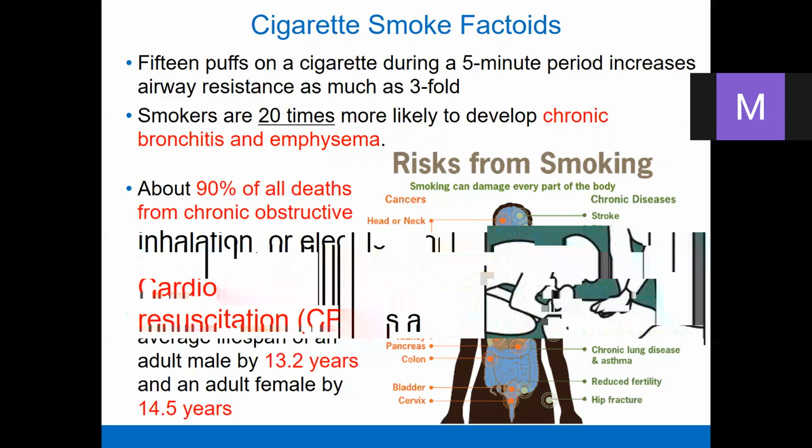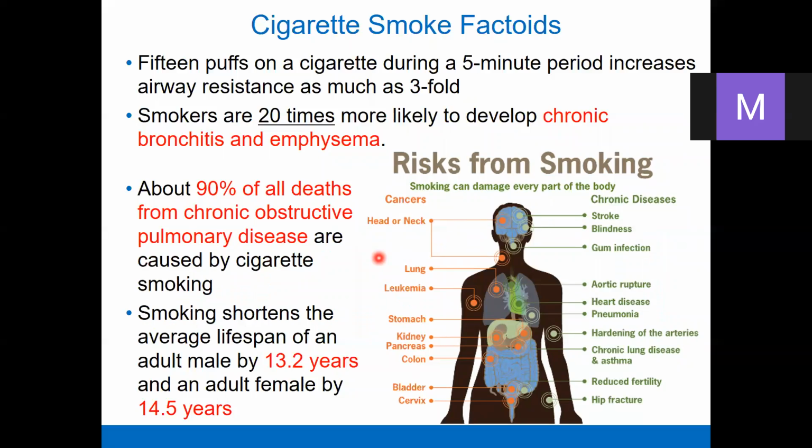And about 90% of all deaths from chronic obstructive pulmonary disease are caused by cigarette smoking. Smoking shortens the average lifespan of adults by about 30 years in males and about 40 years in females. Please think about this information if you smoke, and think about it again and again.